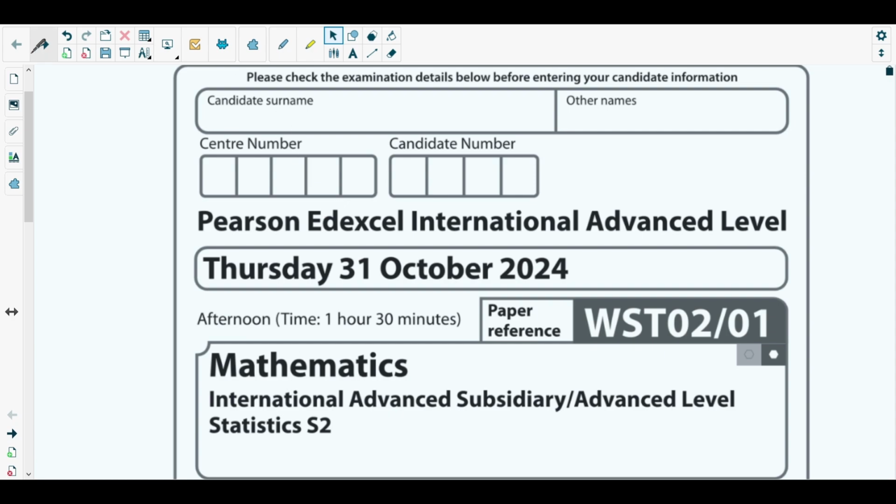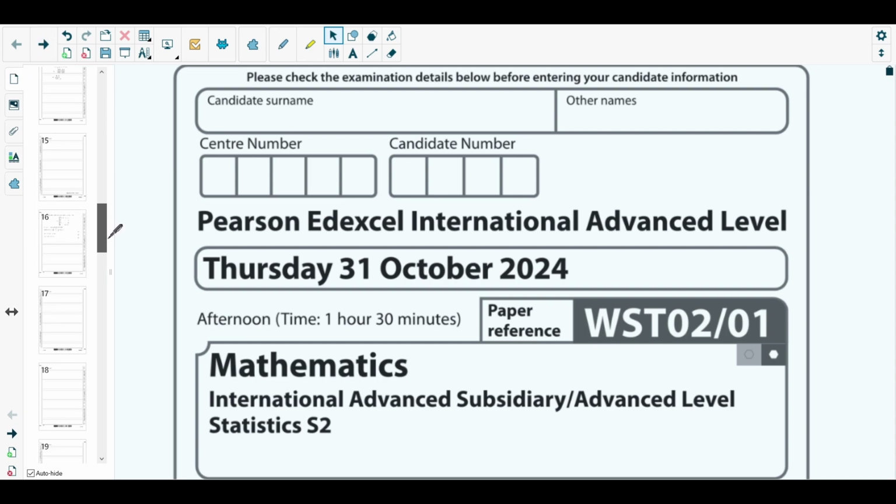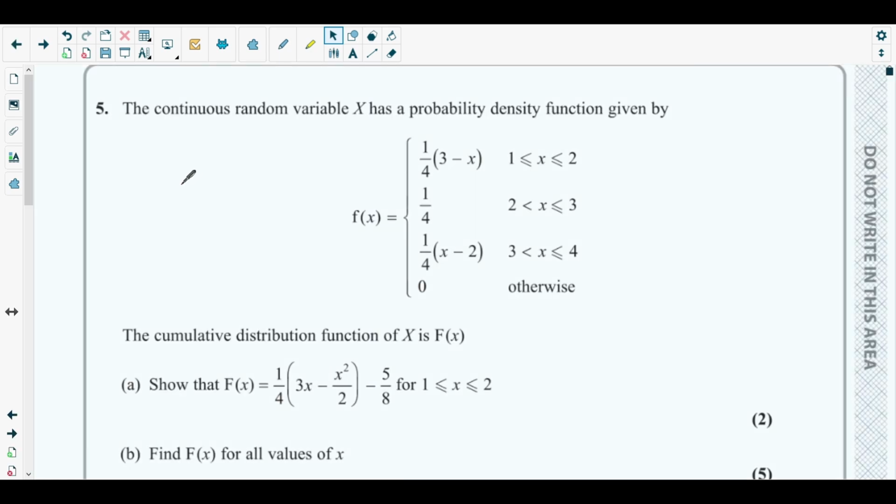So let's get started with question number 5 from the October 2024 Statistics 2 paper.